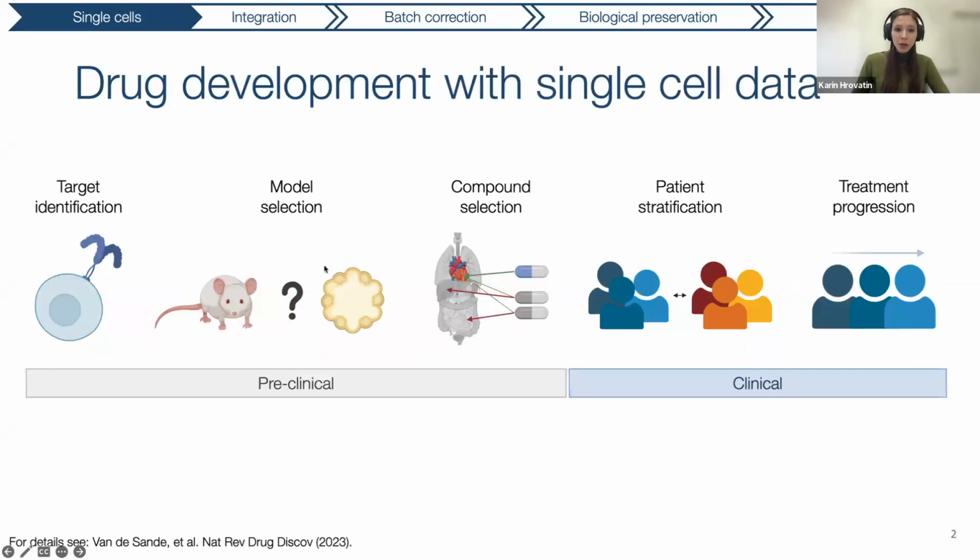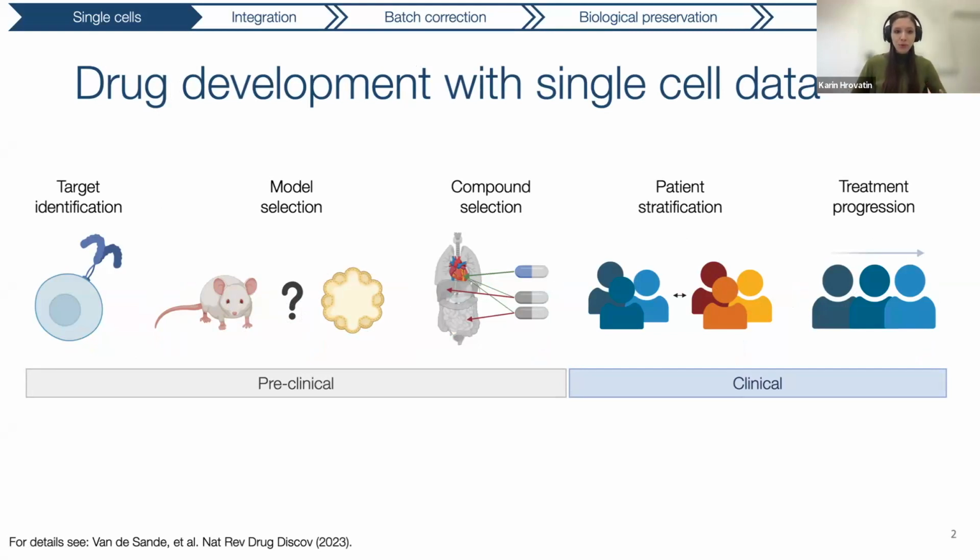Now, let's look a bit more into details how single cell was applied beforehand in drug development, which is one of the most important application domains for single cell. First of all, let's look at the preclinical stage. Here, for example, you can use single cell data to identify cell types that are perturbed, that are dysfunctional in the disease, and also the proteins that might be differentially expressed.